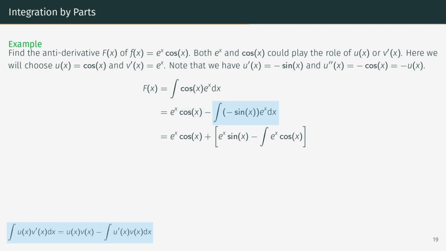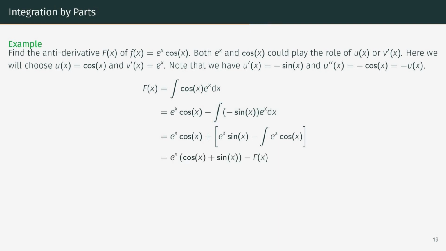We can then see that we need to integrate by parts a second time. This means that f of x now equals e to the x cosine of x plus e to the x sine of x minus the integral of e to the x cosine of x dx. We can see that by doing this, we have recovered f of x. So f of x now equals e to the x times the cosine of x plus the sine of x minus f of x.